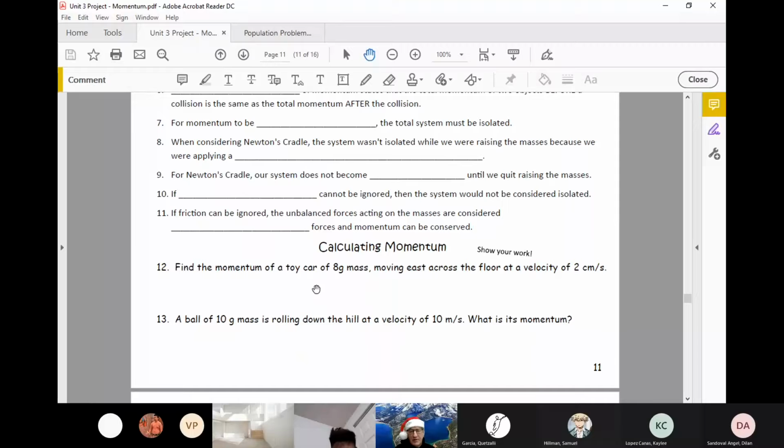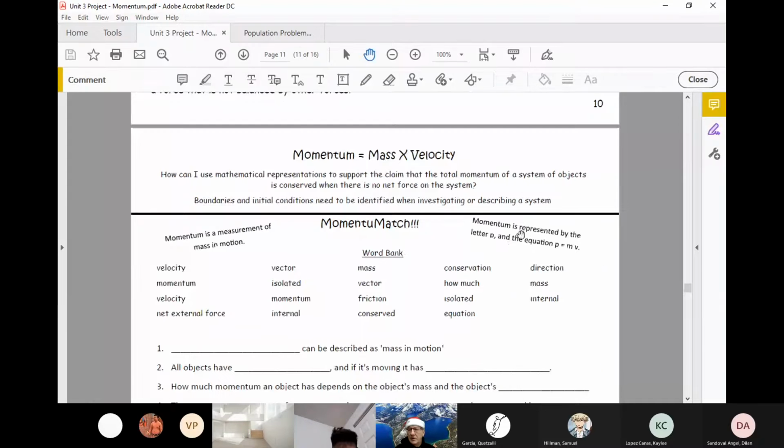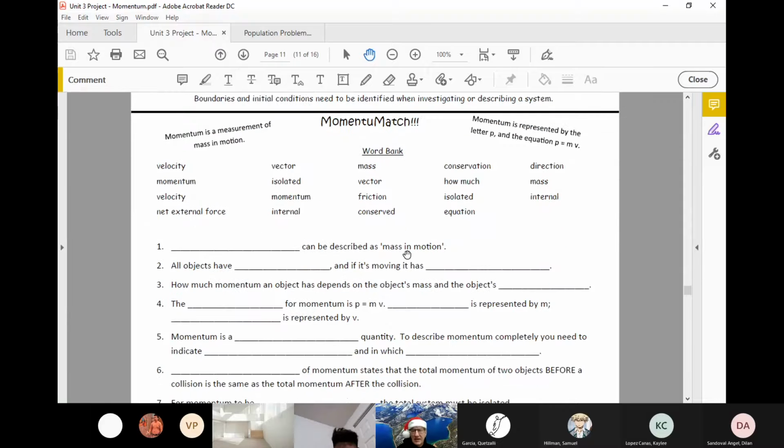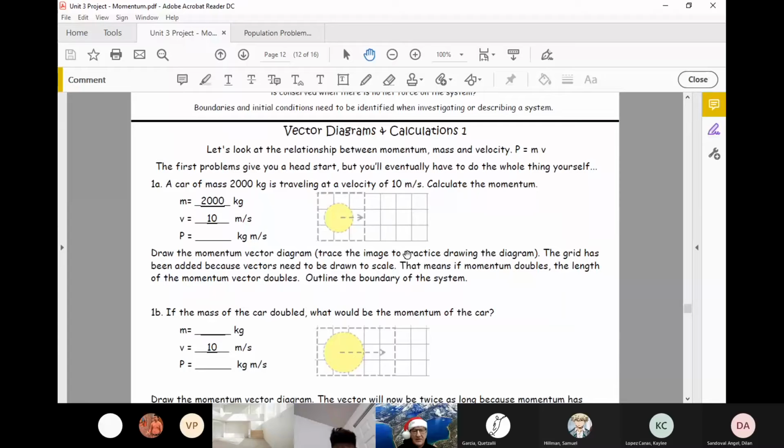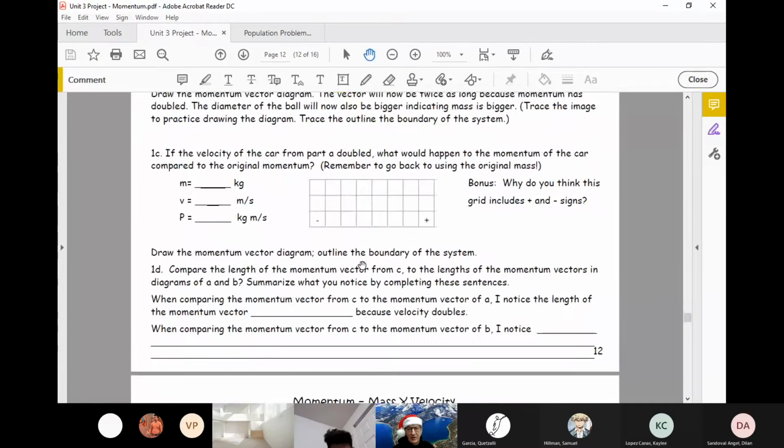Now, these problems should not be very hard because all we have to do to calculate momentum is multiply. Here it is, P, that's momentum. P equals mv, mass times velocity. So remember that, we're going to use that today on the last couple pages of this project too. Then we started drawing vectors showing the momentum and the boundary of the system. We used different size shapes to represent different masses and different length arrows to represent different amounts of momentum. This we all did together, and there's another video that goes over this page.